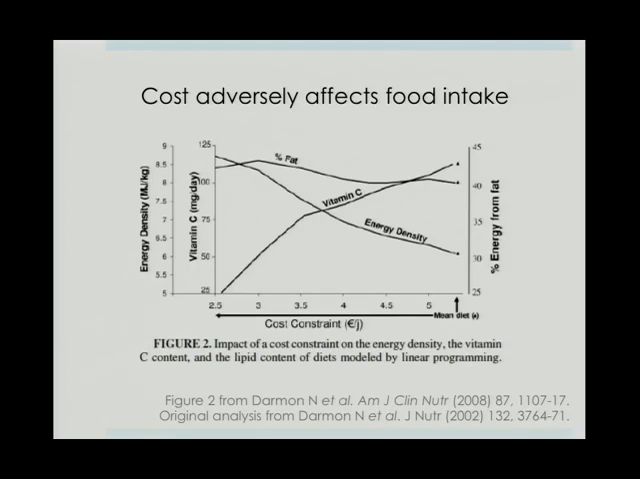And they chose vitamin C mostly because that's a good measure of micronutrient content of the diet. And then energy density is another well-known marker used in nutrition research that is highly associated with earlier death. So, and these results are important.